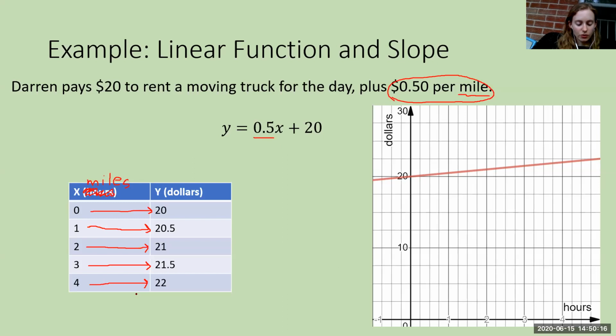So looking at this table, how could we determine the slope of this linear function? We were asked to determine the slope. Well, what we do is we look at the change in the y compared to the change in the x. So let's look at my first two xy pairs here. Going from 20 to 20.5, what's the change that happens there? How much do we increase by? Well, we're increasing by 0.5. So the change that just happened in the y direction was 0.5.